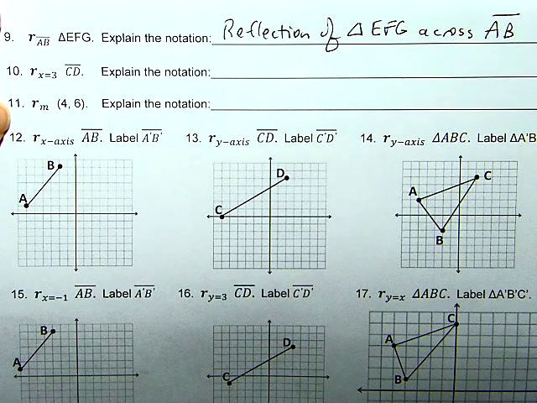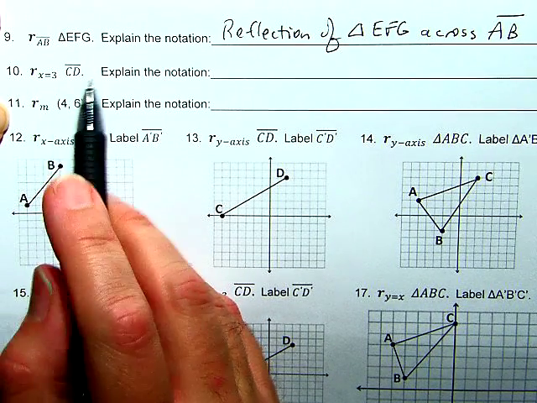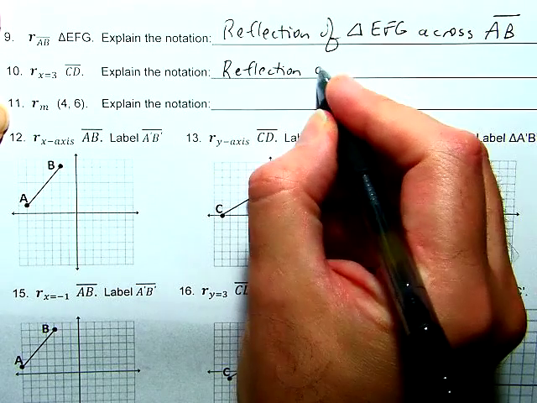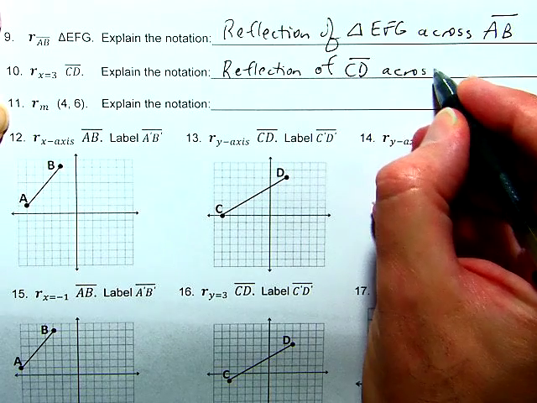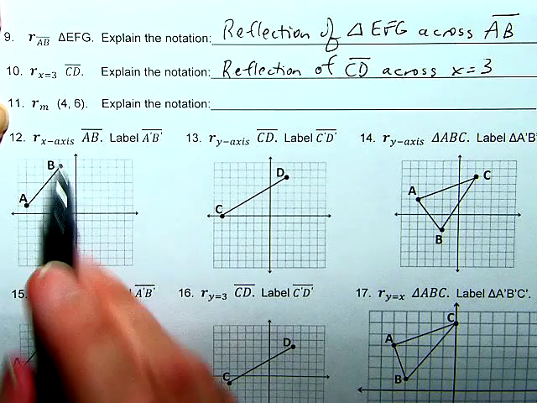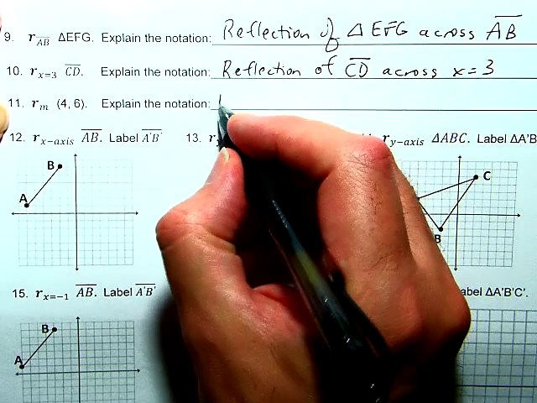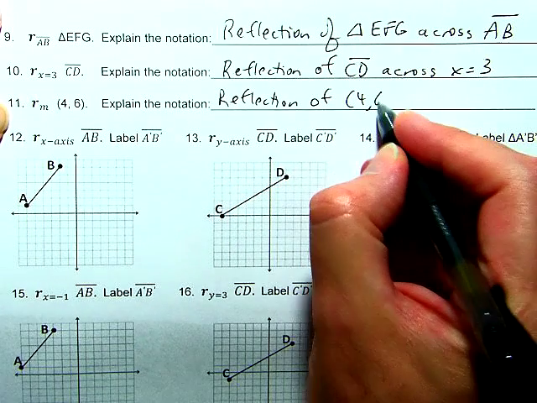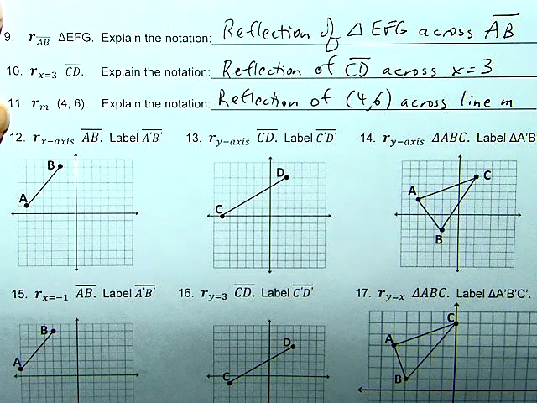The number 10 is the reflection of line segment CD across the line x equals 3. So this is the reflection of line segment CD across the line x equals 3. And take a moment to think about what this should be then. Okay, if you said this, it's correct. The reflection of point 46 across line M. Okay, that is how to read those three notations.